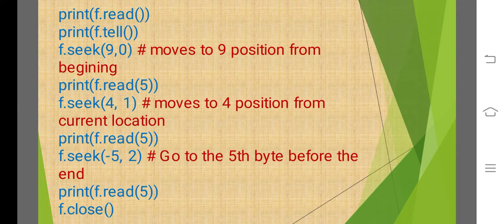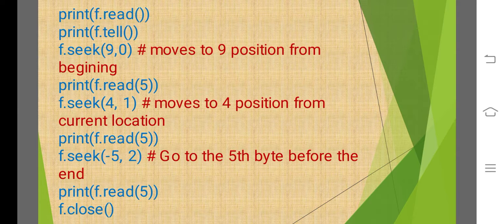Again seek(9, 0) means it moves to the 9th position. The pointer moves to the 9th position from the beginning. f.seek(9) means the cursor again moves to the 9th position of the file. The 9th position means the 9th character of the file.